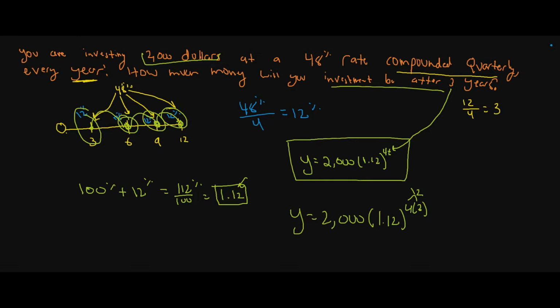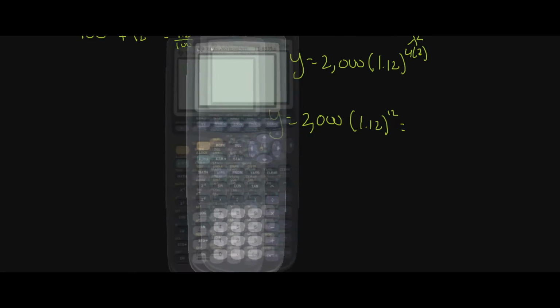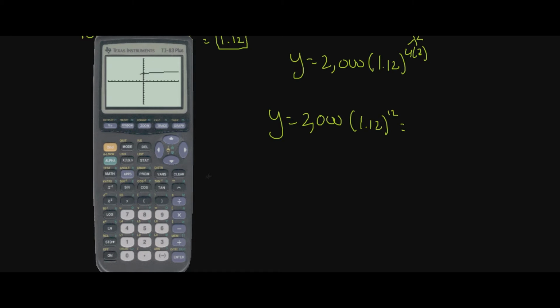So I get y equals 2,000 times 1.12 to the 12th, because 4 times 3 is 12. Plug this into your calculator, and then we are just in the home stretch. So let me pull up my calculator. We got 2,000, and we got 1.12 raised to the 12, and we should have a lot of money.